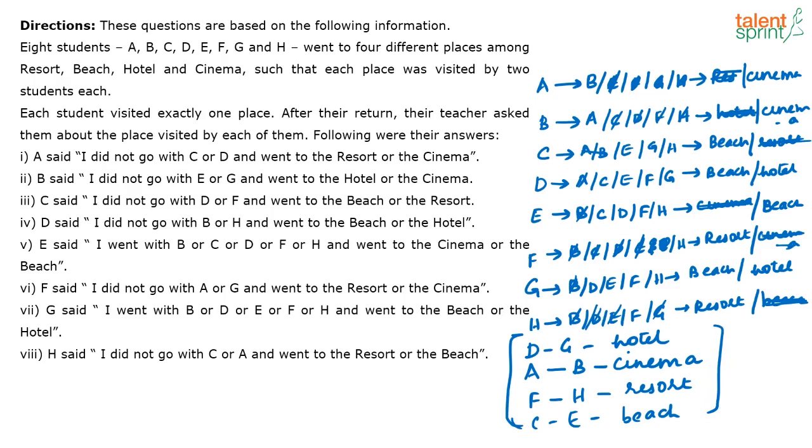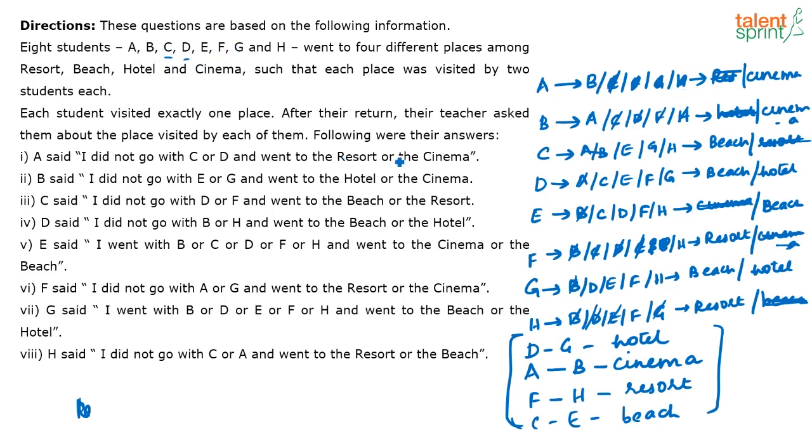I'll just explain what I did here once again. Using the given statements, using what each person is saying, I have just written down what are the possibilities that can come. Now when A says that I did not go with C or D, what does that mean? You have A, B, C, D, E, F, G, H. A says I am not going with these two people. So A can go with any of the other persons. I just wrote that down here.